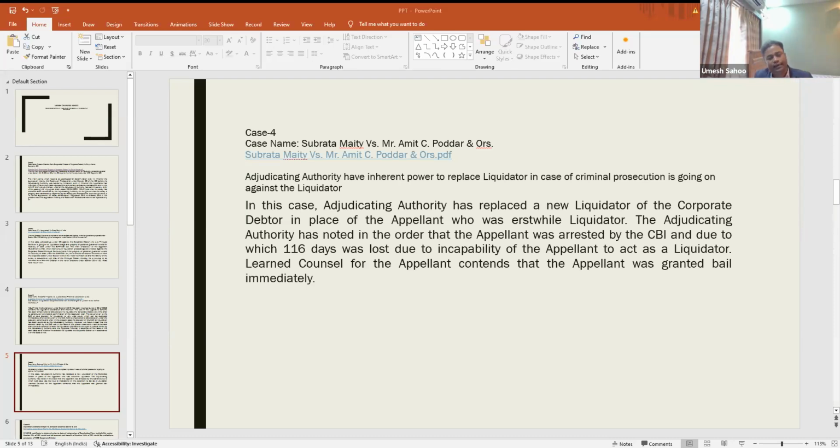Sometimes what happens, the liquidator has already sold in auction some assets at the corporate debtor's premises. Other people are coming and making allegations directly in the police station or anywhere. Many cases have been filed, and I have not seen a better result. Sir, we'll discuss this another day.